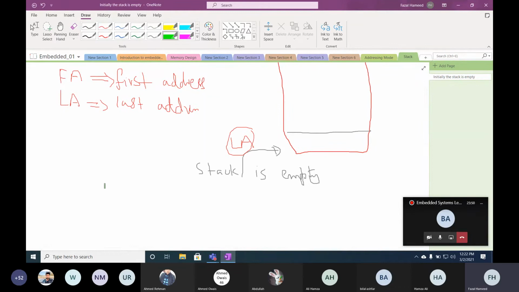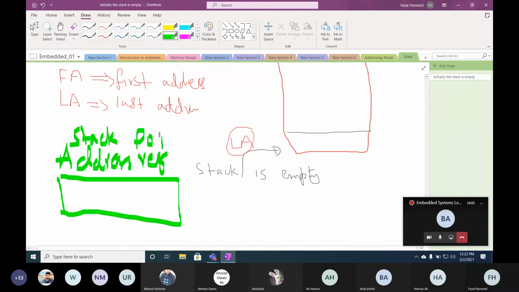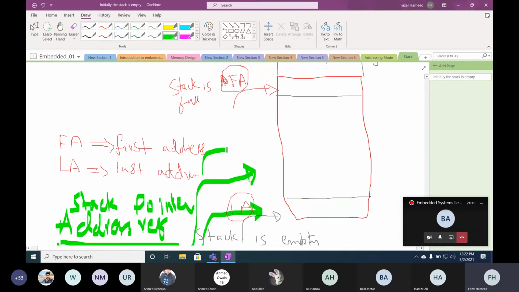And in between the stack, okay, now we have an address register. We call this address register a stack pointer. And this stack pointer will point to any location. It may point to this location, it may point to this location, and it may point to any location in the memory.